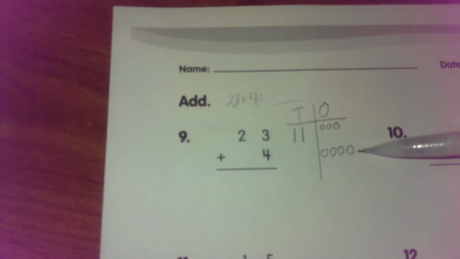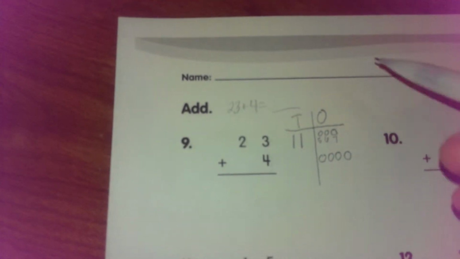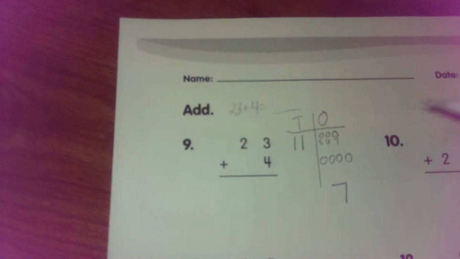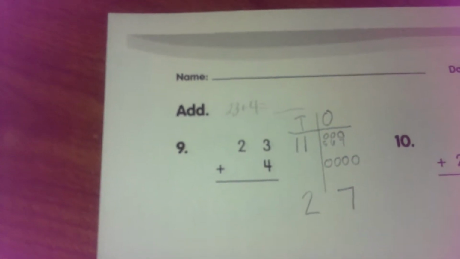Okay, so I look at my ones. I have 3 ones plus 4 ones. If I don't know what 3 and 4 is automatically, I can count on. So 4, 5, 6, 7. Okay, so this is equal to 7 ones. And then I have 2 tens plus 0 tens. So that must leave me with 2 tens. And so my total is 27. 23 plus 4 is 27.